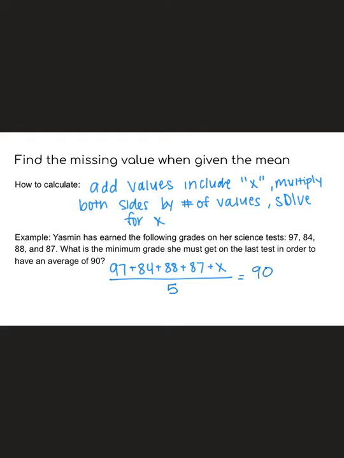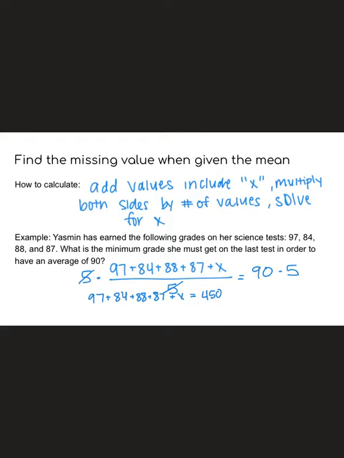We know we want it to equal 90. So now what we have to do is solve for that x and see what that x is. We're going to undo this division by multiplication. We'll multiply both sides by 5, so these go away. This should come back to you a little bit. If not, it's okay, and I do have videos on YouTube of how to do this if we need a refresher. So we have 97 plus 84 plus 88 plus 87 plus x equals 450.